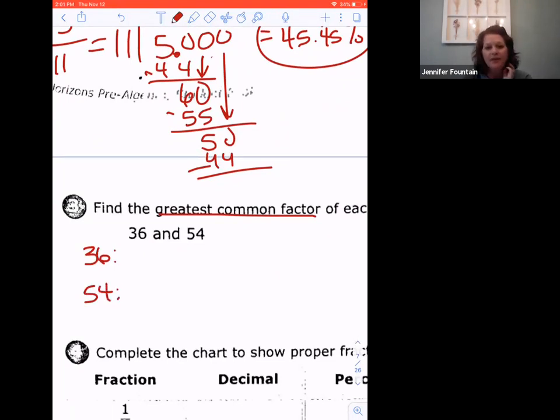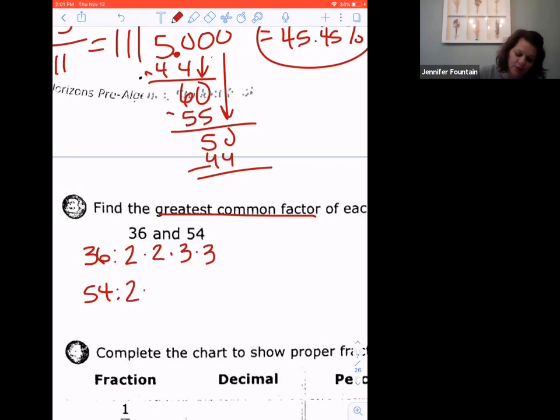My smallest prime factor of 36 is 2, and that's 2 times 18. My smallest prime factor of 18 is 2, and that's 2 times 9. My smallest prime factor of 9 is 3, and that's 3 times 3. So I have prime factors of 2 times 2 times 3 times 3. Now this time I leave them all listed out separately. I do not combine them with exponents right now.